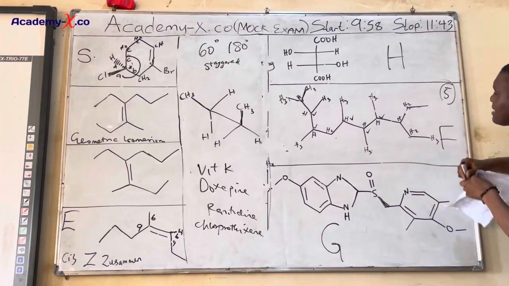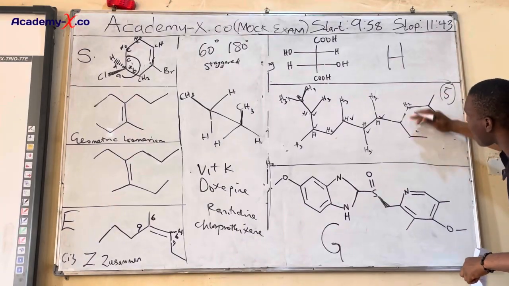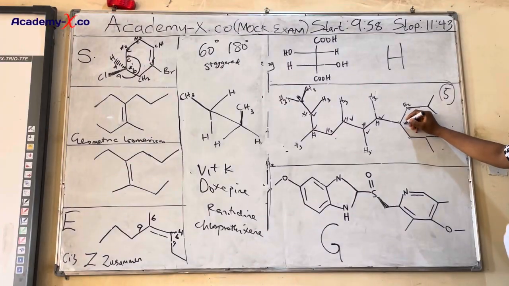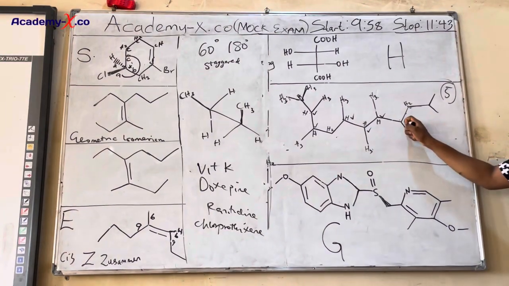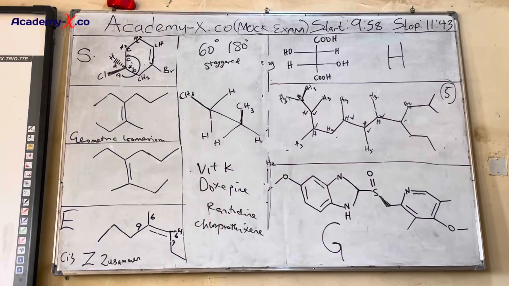If I have something that still looks like this, 1, 2, and then I have 3, 4, is this still a stereo center? It's not a stereo center. What if I have something that looks like this? Is this a stereo center? Yes, because these 2 things are not the same. So I hope you're understanding the idea, because you will see it in your exam.